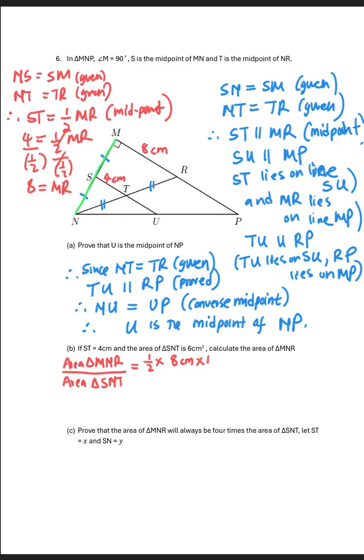So we're going to multiply by MN, all over 1 over 2 times the base of triangle SNT, which is 4 centimeters, times the height of triangle SNT. The height of triangle SNT is what? It is SN. And we know that the angle here is 90 degrees because, according to the midpoint theorem, these lines are parallel. So these angles are corresponding angles. Don't forget that. So then we have SN here.